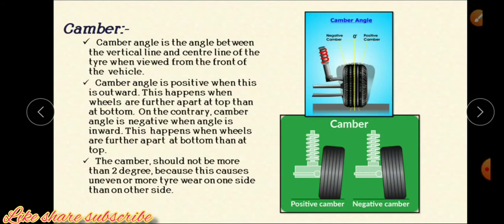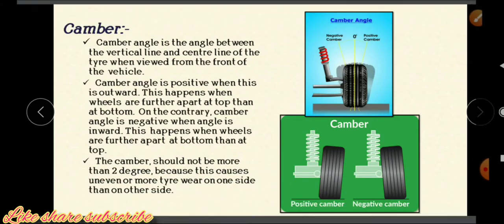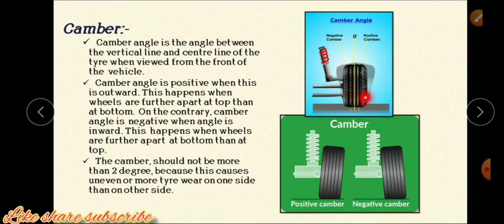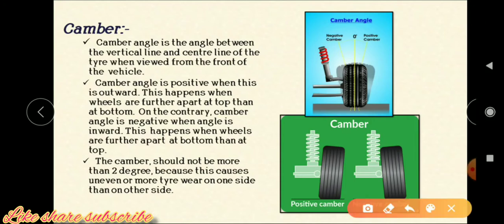Now you can see the first figure. This figure shows the negative and positive camber angle. So from the vertical line, the outward direction, that is the angle provided to the tire, is called a positive camber, and the inward inclination is called a negative camber.